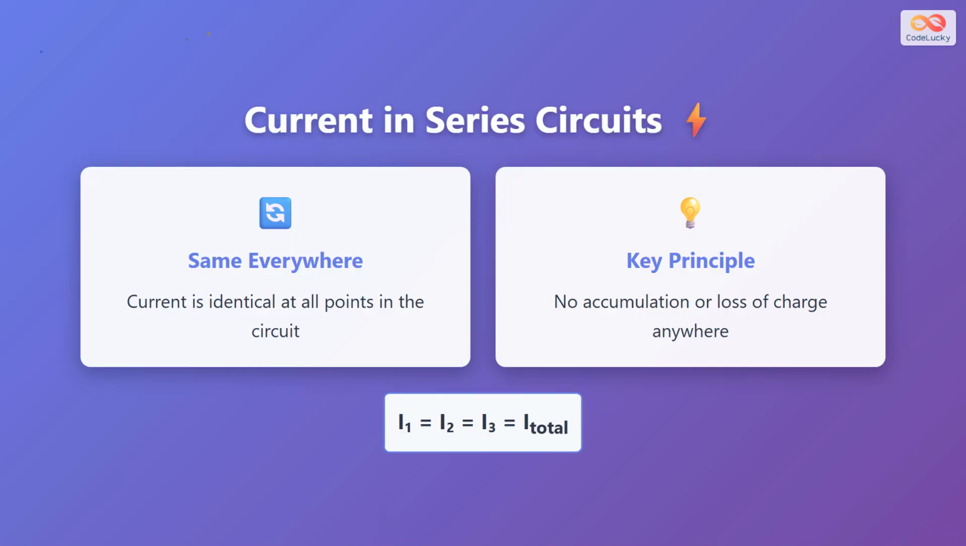In a series circuit, current is identical at all points. This is a crucial principle to understand. Whether you measure the current before the first resistor, between components, or after the last component, the value remains the same. This happens because there is no accumulation or loss of charge anywhere in the circuit. The formula shows that current at position 1 equals current at position 2 equals current at position 3 equals total current. This constant current is one of the most important characteristics of series circuits.